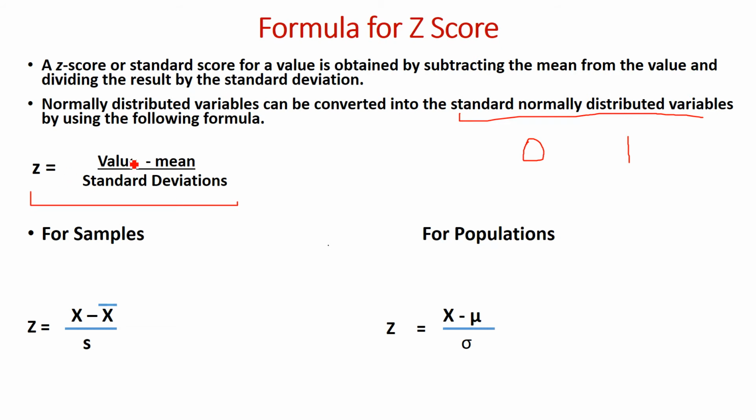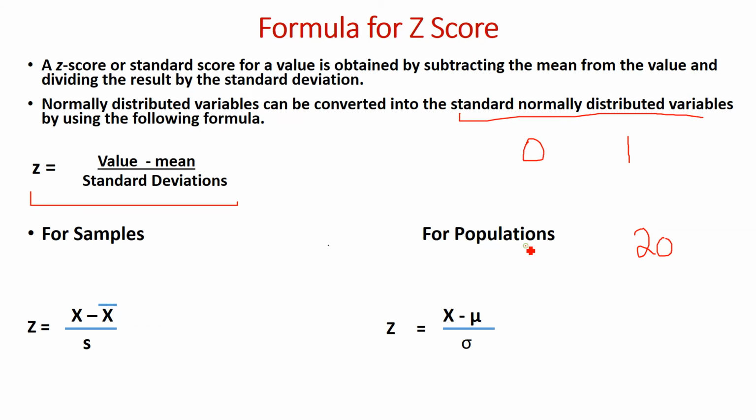Z is equal to value, whatever is the value of your data, minus mean. You have to calculate the mean and standard deviation, and divide by standard deviation. For samples, you have to use this formula. For population, you have to use this formula to calculate the z-score. Right, one more time I will explain the difference between population and sample. Suppose we have 20 students in a class, and I say, okay, 20 students have to do the evaluation, right?